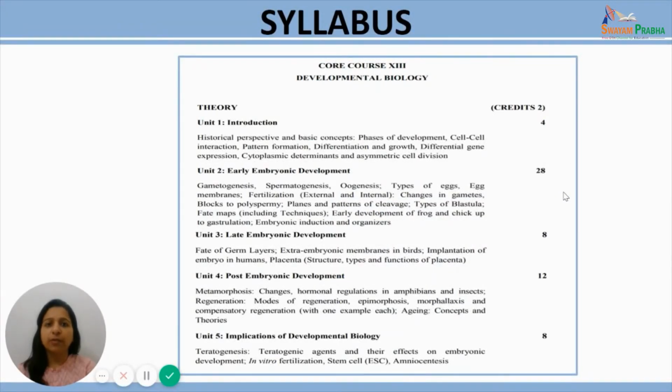This is the syllabus of Developmental Biology that we are following. We are done with Unit 1 of Introduction and continuing with Unit 2, that is Early Embryonic Development, in which we discussed gametogenesis. We laid focus on spermatogenesis, oogenesis, type of eggs, egg membranes. Then we also discussed fertilization, changes in gametes, blocks to polyspermy, various planes and patterns of cleavage, types of blastula, and fate maps. In the last lecture, we discussed the early development of frog up to gastrulation. And in today's lecture, we'll take up the early development of chick up to gastrulation.